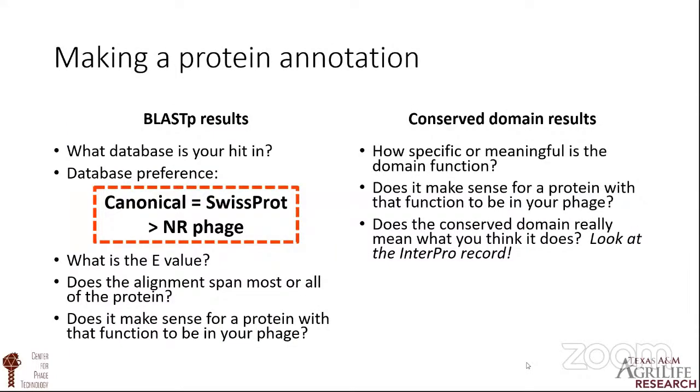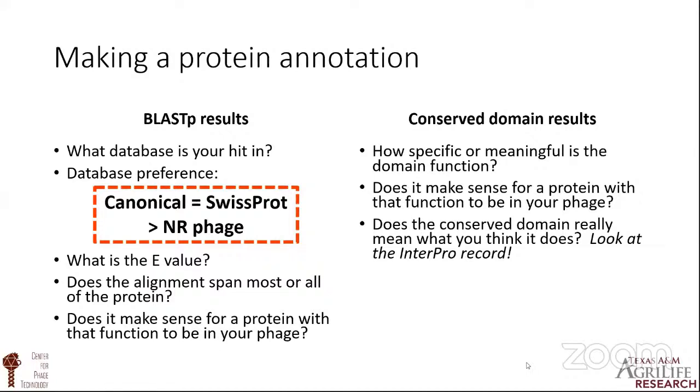When evaluating BLASTP results, it's important to think about what database your hit is in. The preference for databases generally is to use the canonical database or SwissProt databases before moving on to annotations from the NR database, because the NR database has not been curated. You're relying on the skill of other annotators when pulling annotations from that database. And also keep in mind that annotations in GenBank are not generally updated as new literature becomes available. It's also important to think about things like what the e-value is, does the alignment span most or all of the protein between the subject and the query, and also does it make sense for a protein with that function to actually be in your phage.